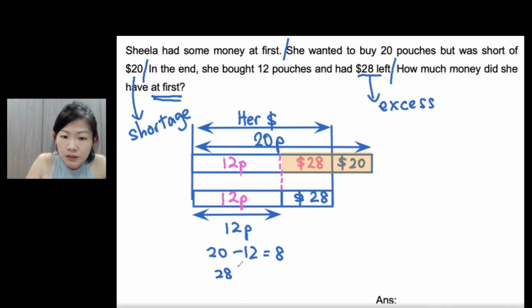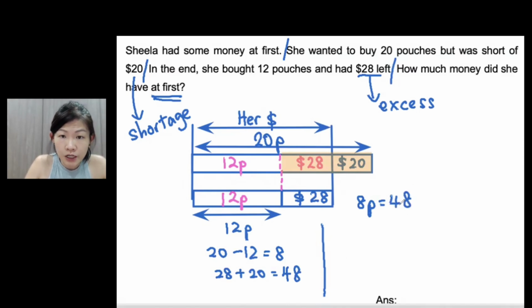So I will also take 20 plus 28, which gives us 48. So this also means that 8 pouches is actually $48. Now, if we know that 8 pouches stands for $48, we can actually find out what the price of one pouch is by taking 48 divided by 8, which will give us 6.